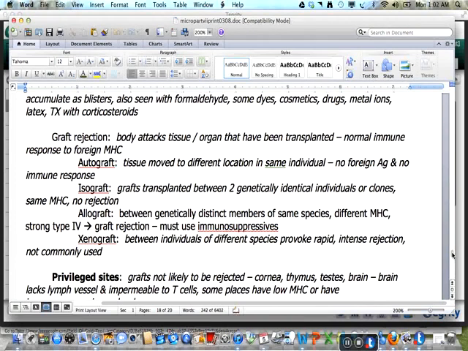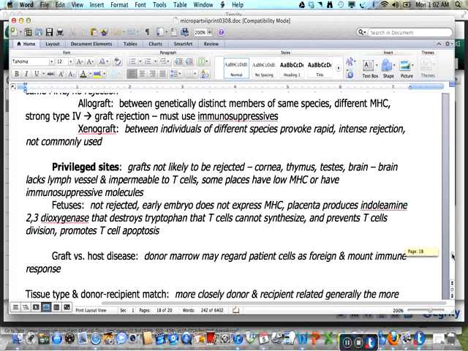Xenografts are transplants between individuals of different species. These provoke rapid, intense rejection, so they are not commonly used. Some locations in the body are considered privileged sites where grafts are not likely to be rejected. These include the cornea, thymus, testes, and brain. The brain lacks lymph vessels and is impermeable to T cells. Some places have low levels of MHC or have immunosuppressive molecules.